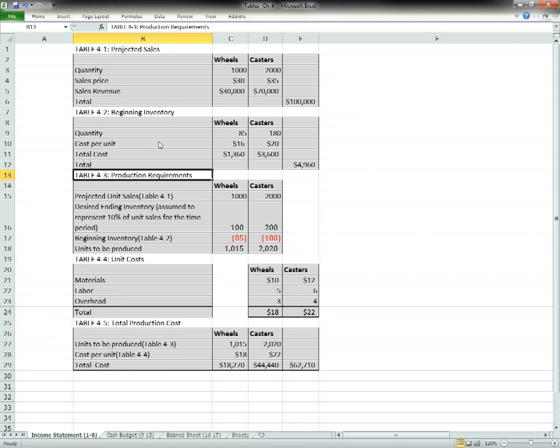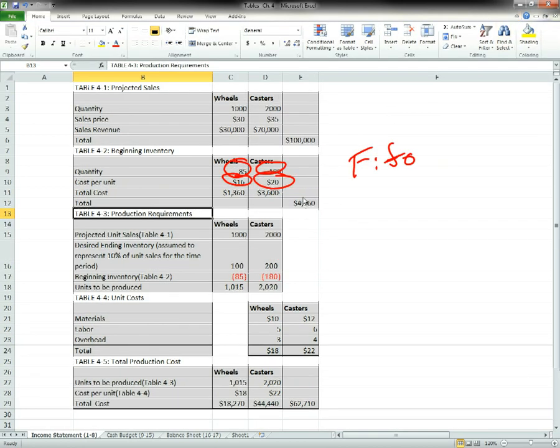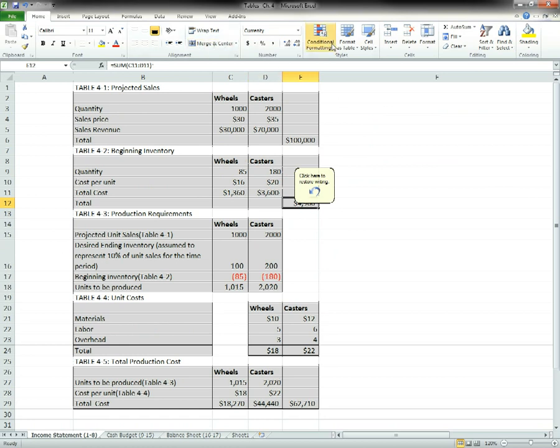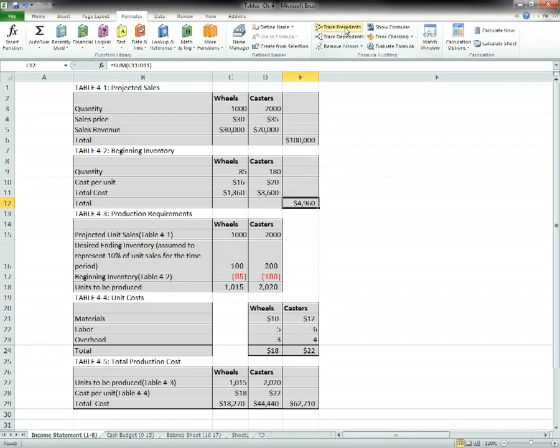So let's go back again. We had the quantity of 85 and 180. It's costing us $16 per unit to produce the wheels, or it cost that in the past, and $20 per unit to produce the casters, which means in inventory, which we're going to assume we're on a FIFO basis, the total costs are going to be $1,360 and $3,600 respectively. If we look in this cell, we would find that we're just adding up those two cells, the sum of those two, as you can see here at the top.